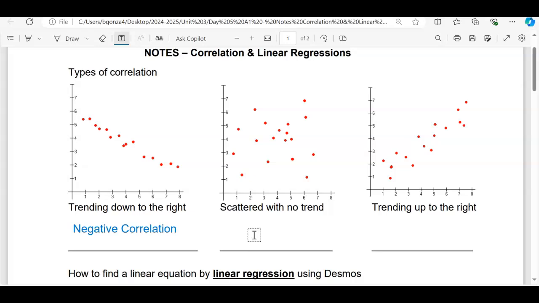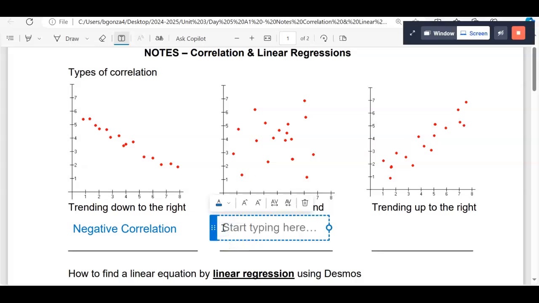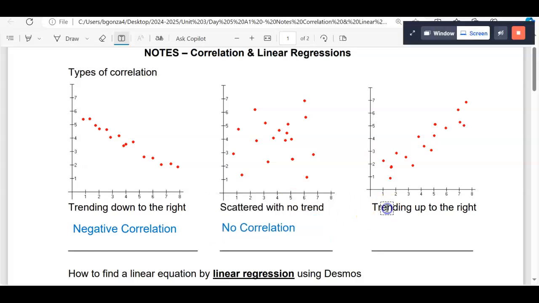Negative correlation. Now in the middle, like it says, this is scattered points with no trend. Do you see how they're not all going up to the right? They're not all going down to the right. They're kind of just spread out, okay? That is not a correlation that we can discern. That's called no correlation, okay? Make sure you write that down.